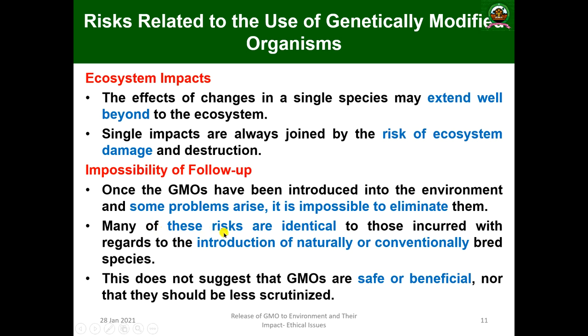Many of these risks are identical, and it is not even possible to differentiate whether it occurred naturally or is due to the genetic modification. That is why it is not a safe or beneficial method. It is always a threat to the ecosystem. Genetic modification makes a lot of changes, and these changes are extremely tough to analyze and follow up. So that is the next important risk.